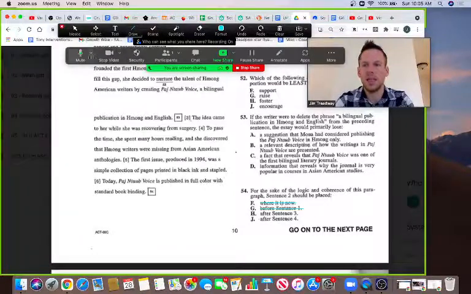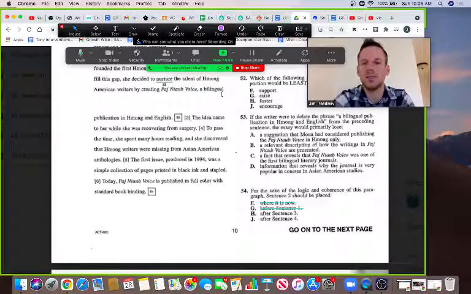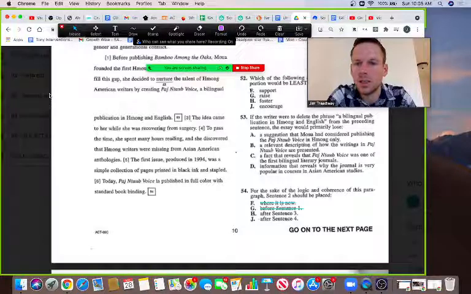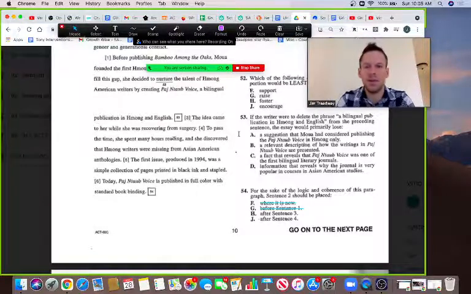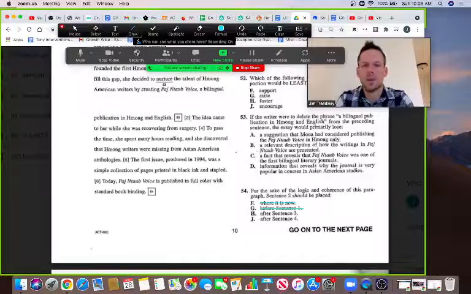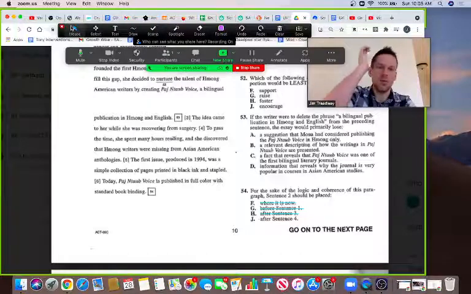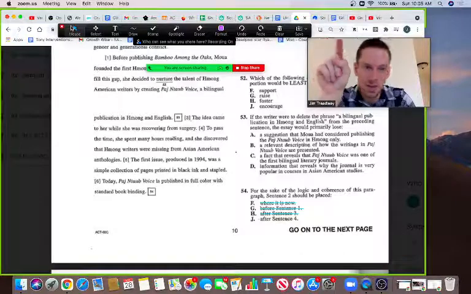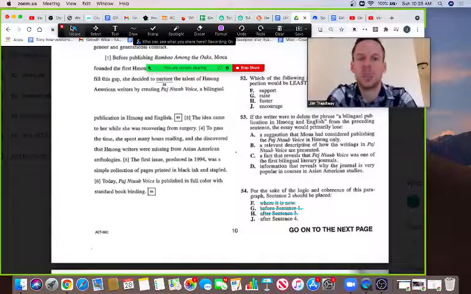All right, H, after sentence 3. Let's read that. "The idea came to her while she was recovering from surgery. To fill this gap." No, I don't know what gap they're talking about. I don't like H either. Ends to beginnings, the end of the previous sentence is not connecting directly to the beginning of this sentence. Whatever that sentence before is, it better talk about a gap. So the end of the sentence before will connect directly to the beginning of the sentence in question here.